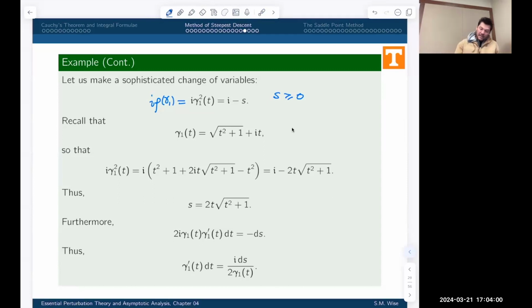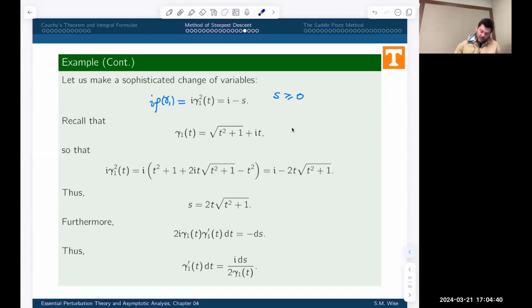Okay, but we have a parameterization of this gamma 1. It was exactly equal to square root of t squared plus 1 plus I times t. And actually, it doesn't really matter what parameterization we use. It's because of this structure here, it's always going to come out nice when we do this substitution. That's because we have to get an imaginary part, which is just 1, and a real part which is going to be decreasing as s increases.